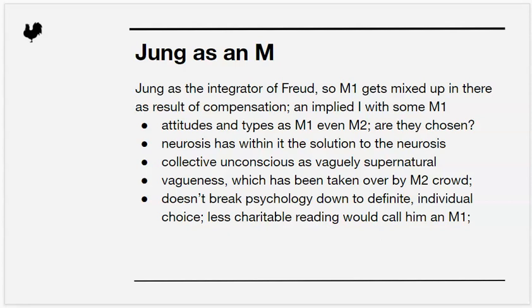So the attitudes and types are M1, even M2, to whatever extent they are chosen, to whatever extent they are based off of more fundamental psychological processes. Jung says this is an M statement. Jung says that neurosis has within it the solution to the neurosis. There's just something magical and mystical in the neurosis, and that's true to some degree. But there still needs to be a more definite explication of what the neurosis is, so we can see the truth. We can see what the neurosis is trying to correct.